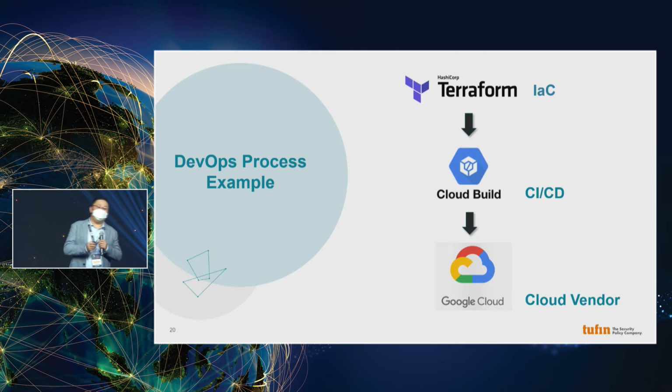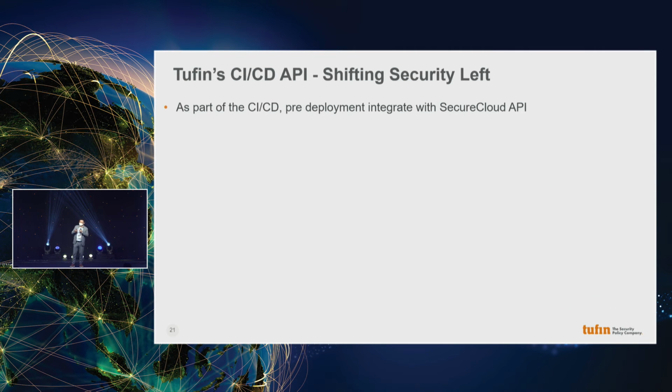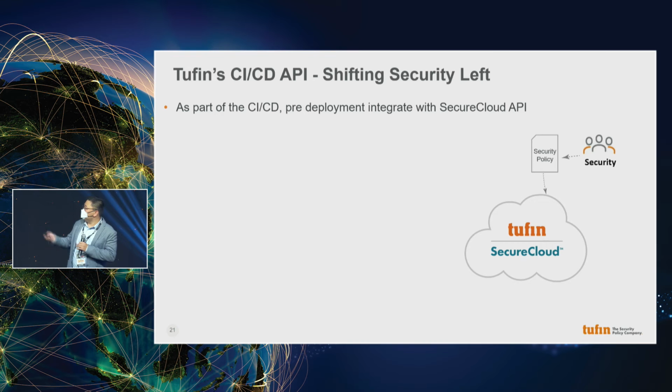So how can we enforce compliance or security rules to make sure that this process complies with organization requirements? This is where Tufin comes in, right? Tufin provides customers with a CI/CD API. This is like what we talk about as shift left in security. So as part of the CI/CD, there's a pre-deployment integration with the Secure Cloud API.